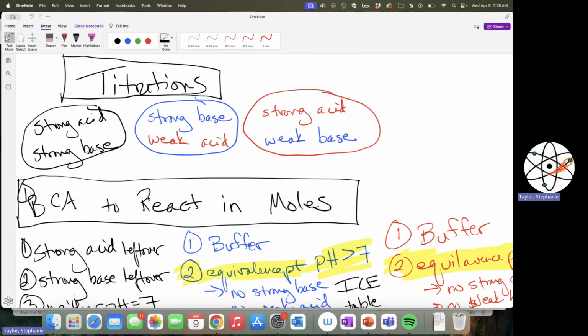And the very first step is to react in moles. So as far as what kind of equations do we use for titrations, if you have a strong species, you are headed for that BCA table and you are going to react in moles. So that's the first step for any titration, no matter what. So first thing, react in moles.